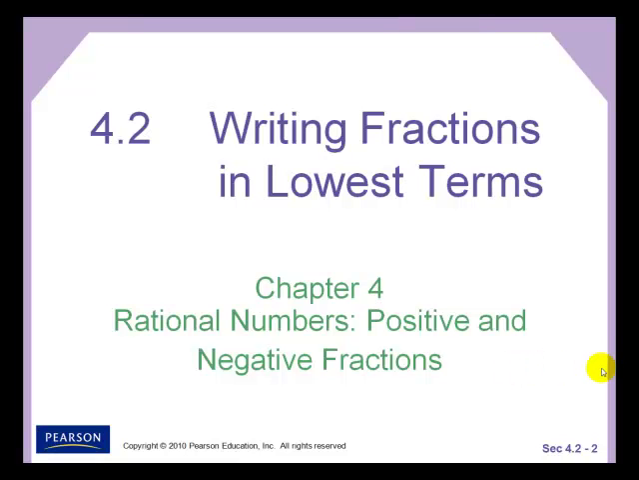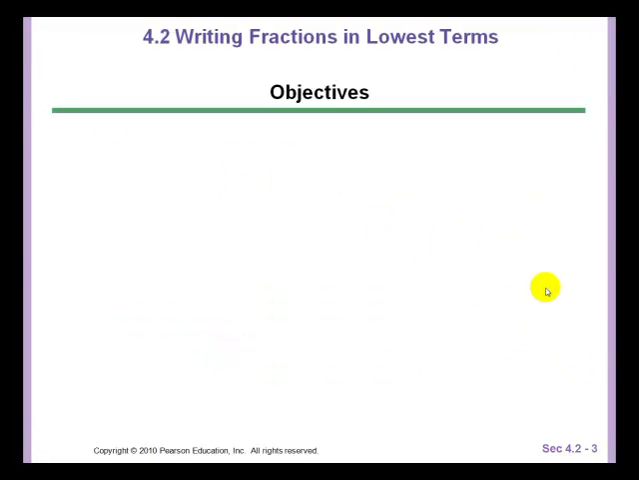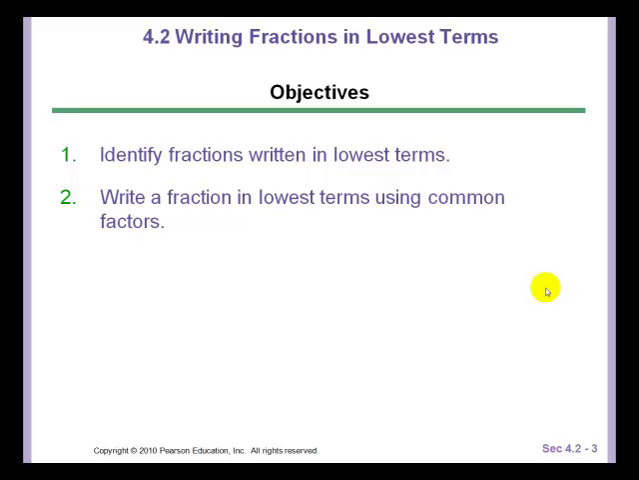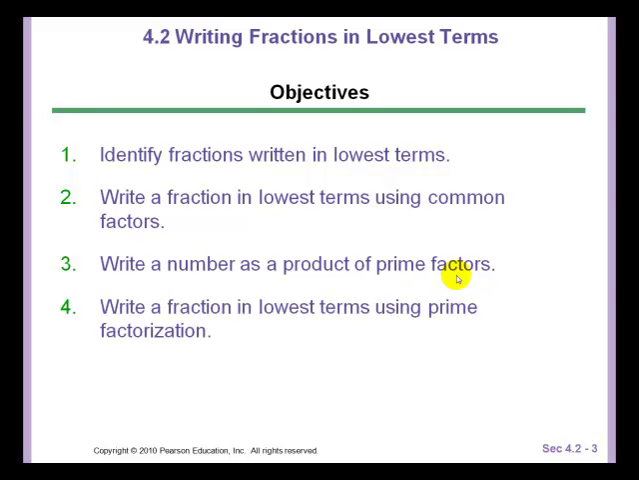Today we are doing section 4.2, Writing Fractions in Lowest Terms. Our objectives: 1. To identify fractions written in lowest terms. 2. To write a fraction in lowest terms using common factors. 3. To write a number as a product of prime factors. 4. To write a fraction in lowest terms using prime factorization. And 5. To write a fraction with variables in lowest terms.